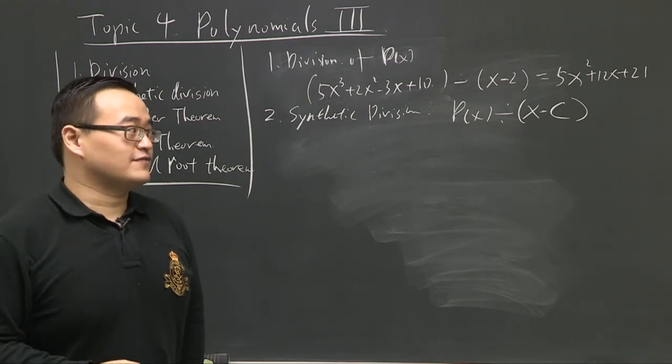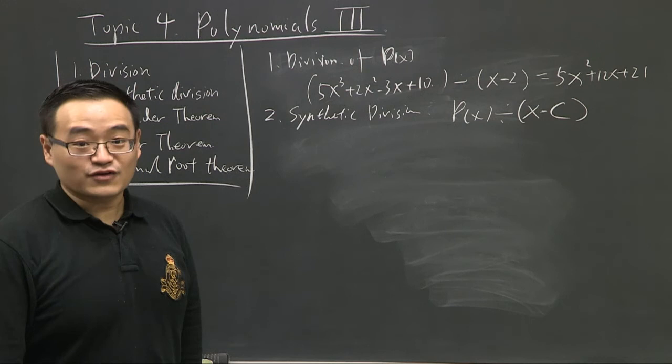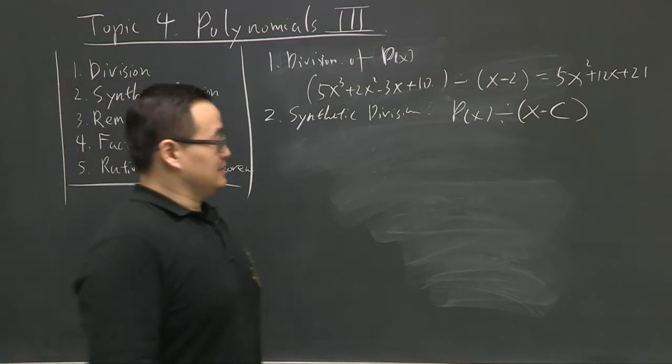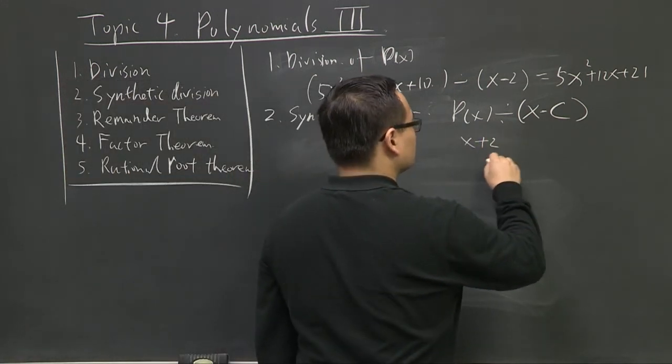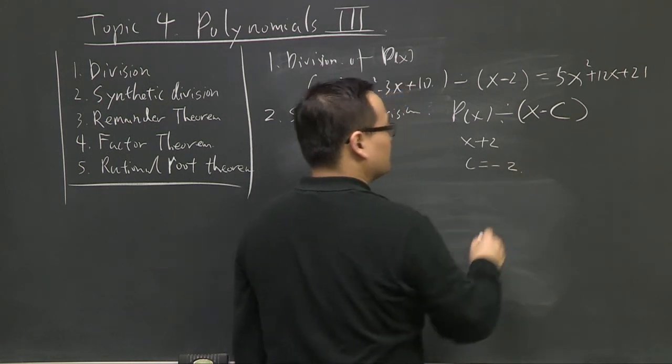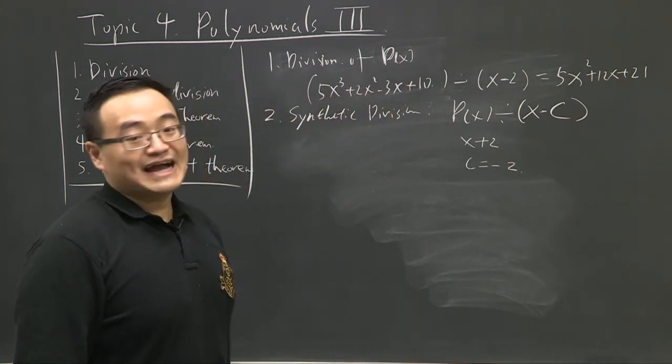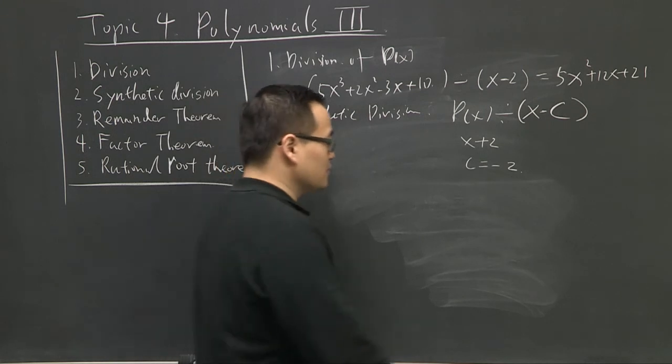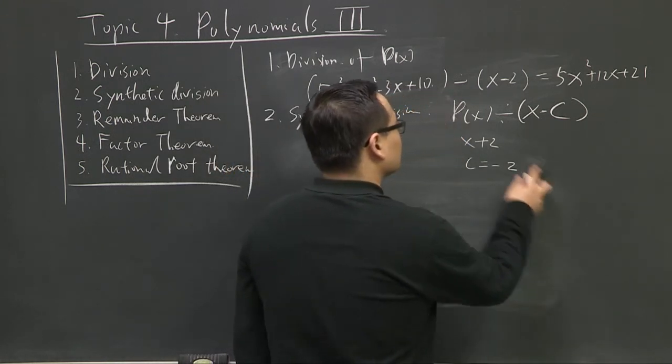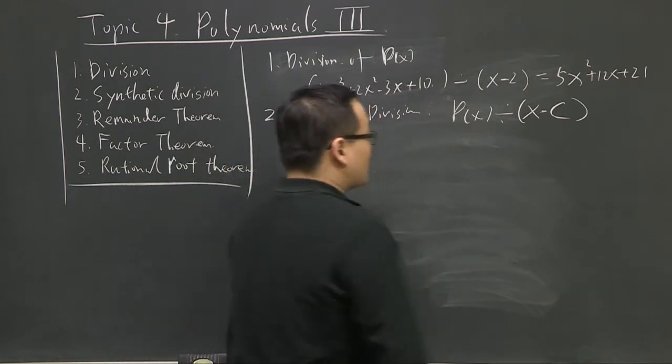Well, what if I have x plus 2? Does that work? It works. In this case, what's c? If you were dividing by x plus 2, your c is going to be negative 2, right? Because it's x minus negative 2. So keep that in mind. So it's not just subtraction that we work on, right?